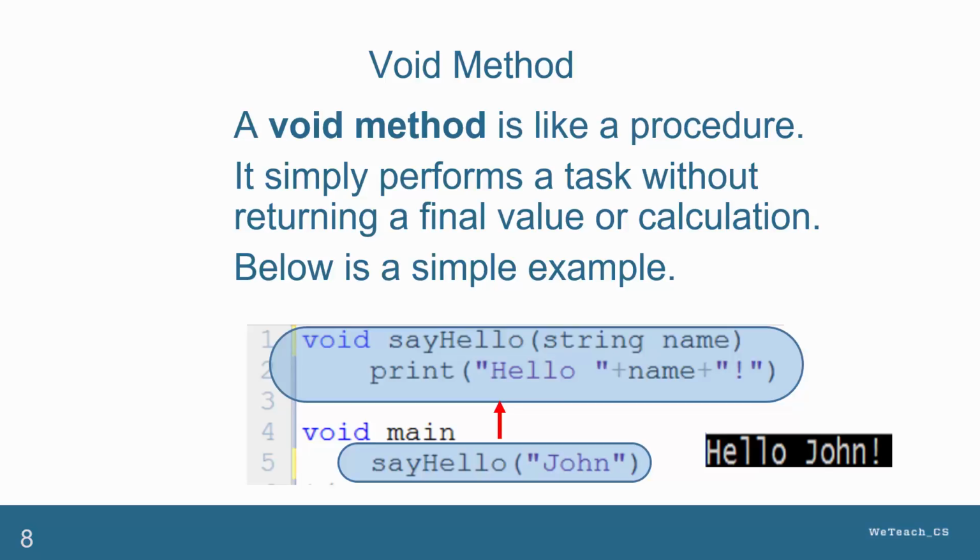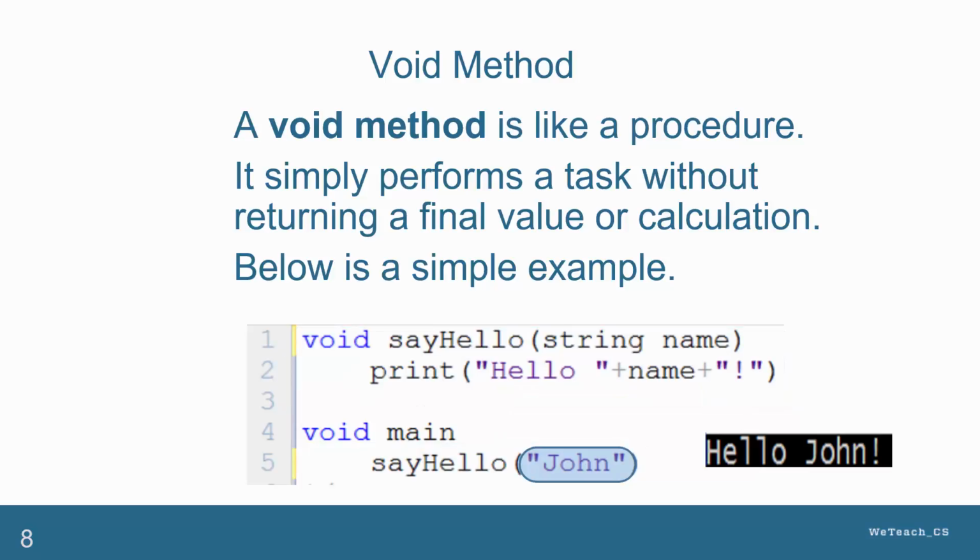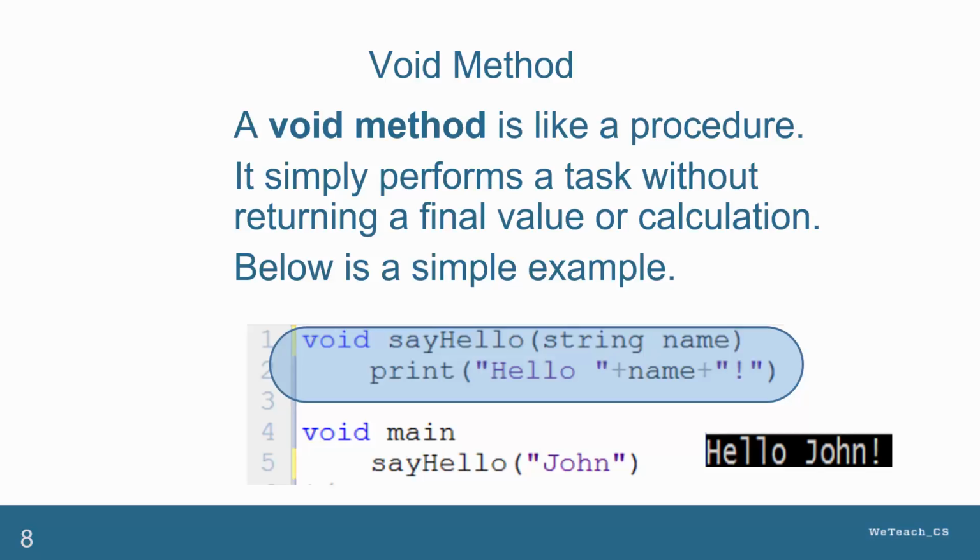The string inside the parentheses that contains the word John is referred to as a parameter, a value or variable in parentheses, used to pass information from the method call to the method definition. We'll talk more about parameters later on. This method is an example of one you as the programmer might define in order to do a specific task needed for your project. These are often referred to as user-defined methods, as opposed to library methods, ones that already exist as a part of most languages.